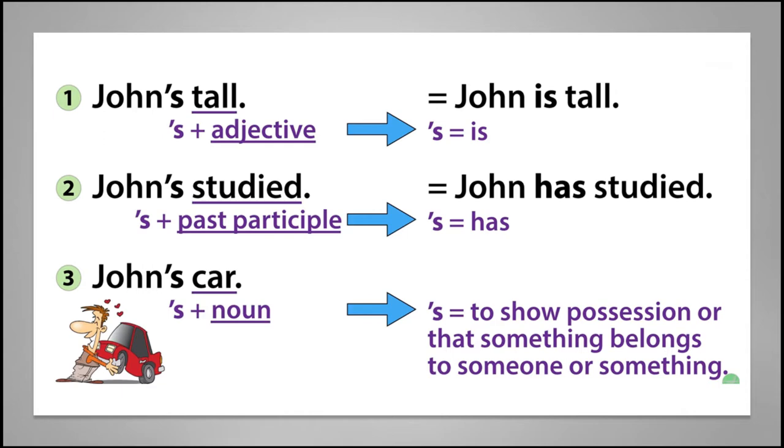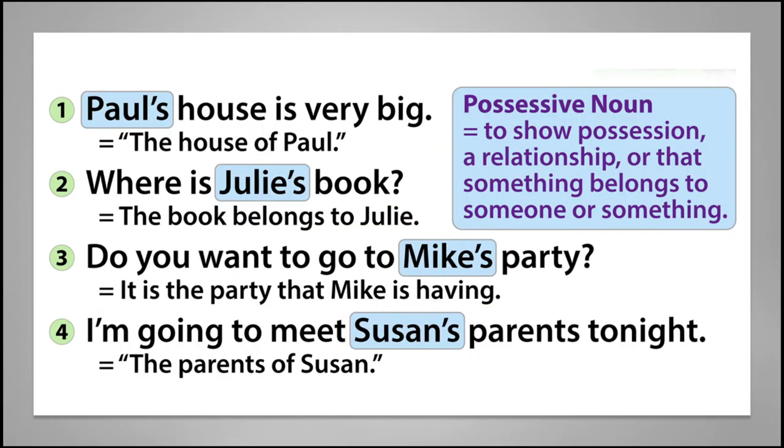Now, the fourth slide, actually, we're going to give you more explanation regarding the apostrophe S, or you may say showing possession, okay? As you can see, Paul's house is very big, which means the house of Paul. Where is Julie's book? So, we are looking for the book that belongs to Julie.